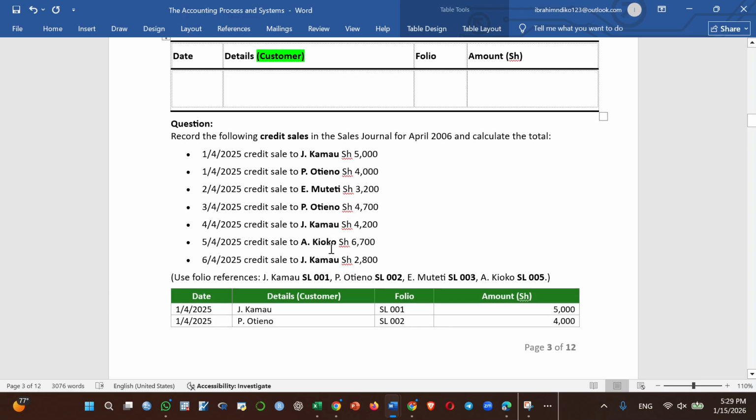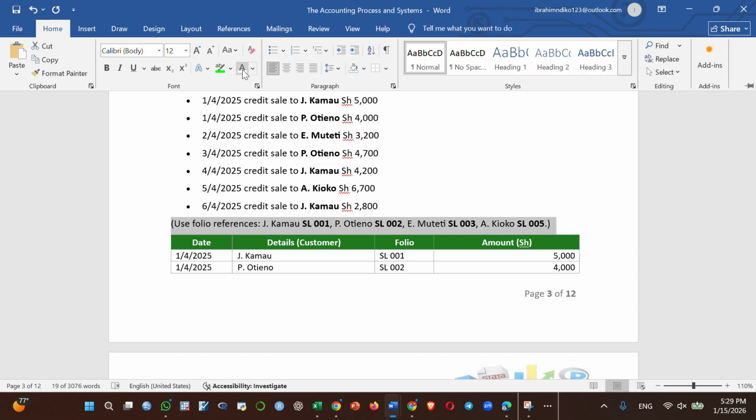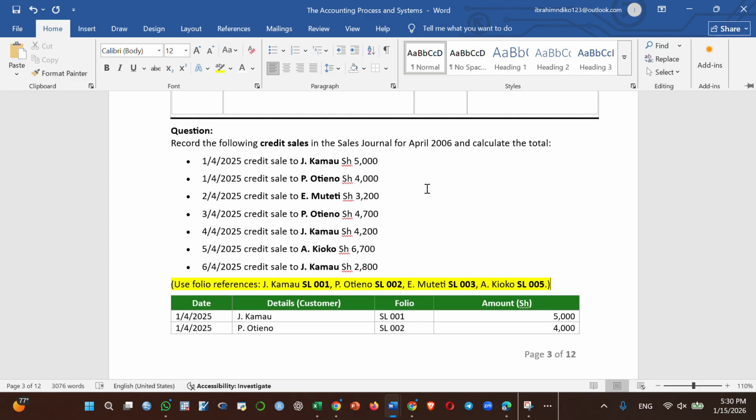Let us see this question for credit sales, just an example. Now, let us see this example. I want us to do this one. Let us read the question for the sales journal. Record the following credit sales in the sales journal for April 2026 and calculate the total. That was the month of April. Let us say 1st April.